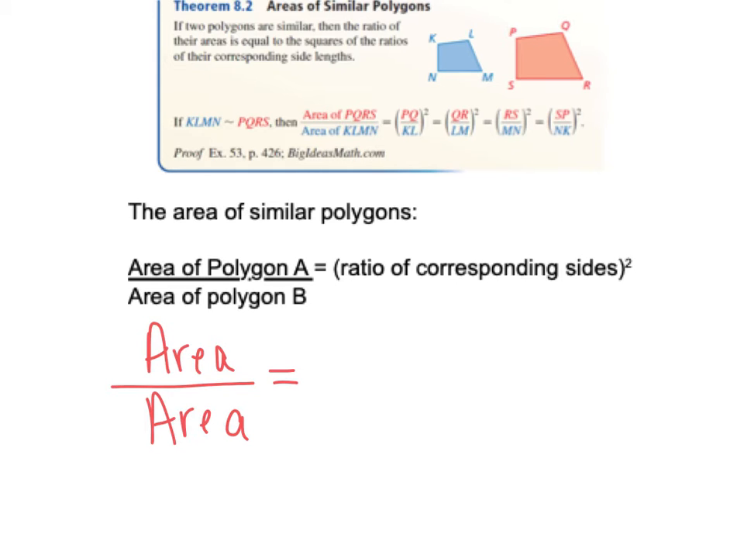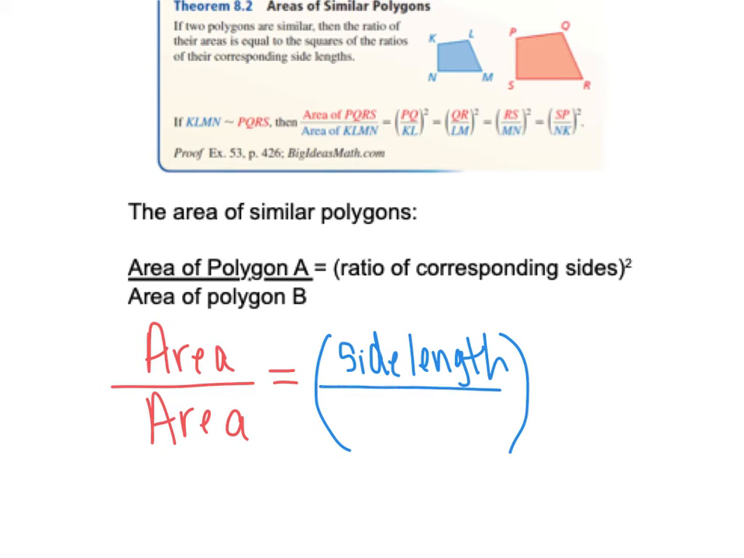So on the other side, like I said, we are going to put some big parentheses here. And what we're going to have is a side length over a side length. And we are going to square them both.